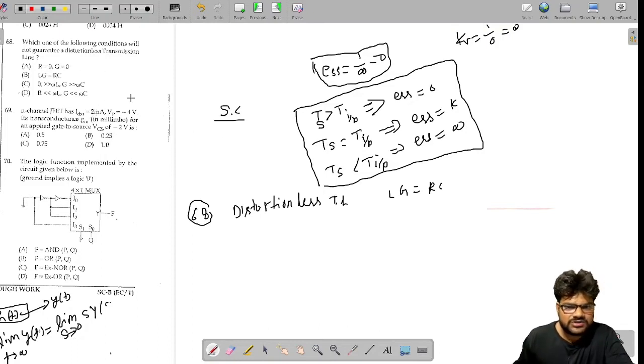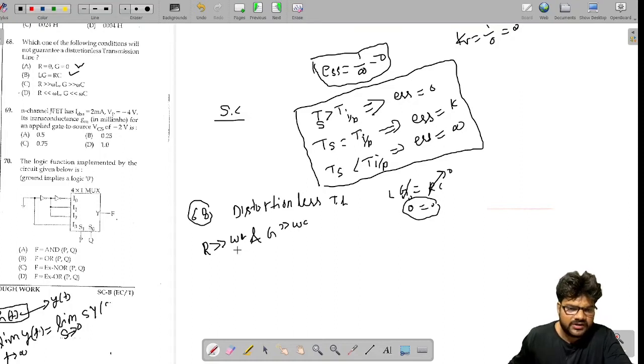So if R is 0 and G is 0, then LHS equals RHS. So yes, this condition will be satisfied. In this case LG equals RC, yes, the condition is satisfied. In option C, R is much greater than omega L and G is much greater than omega C. So let's observe this: R much greater than omega L and G much greater than omega C. It means that the frequency is very low, so this condition is at low frequencies.